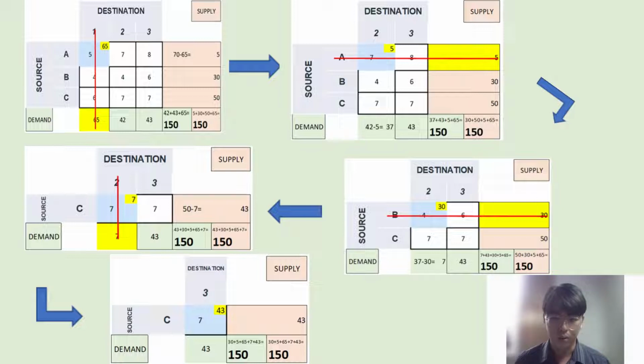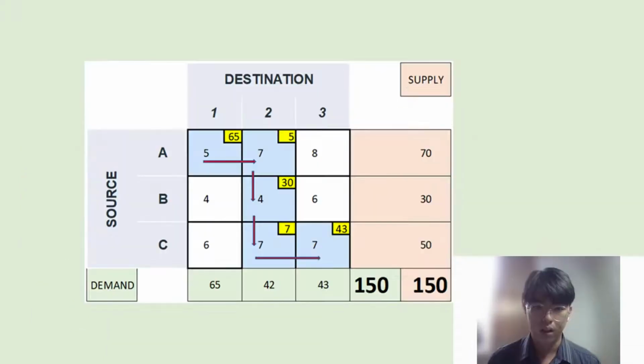Now continue the process with the remaining cells again. Find the northwest cell and do the same steps as given above. Keep repeating the steps until both the demand and supply are the same, which will be allocated in the remaining cells. The final data with all allocated cells will be like this. This is the initial feasible solution by the northwest corner method.